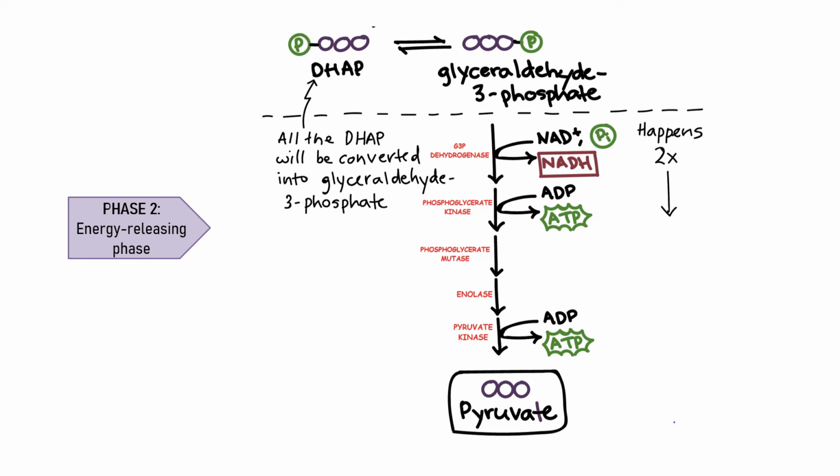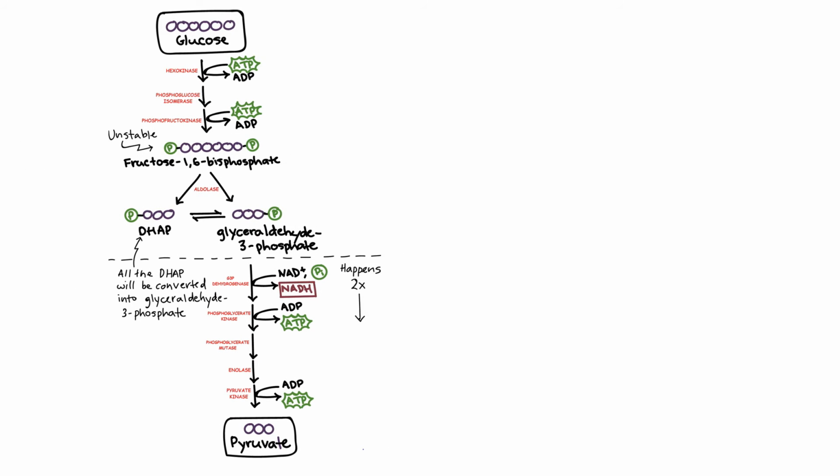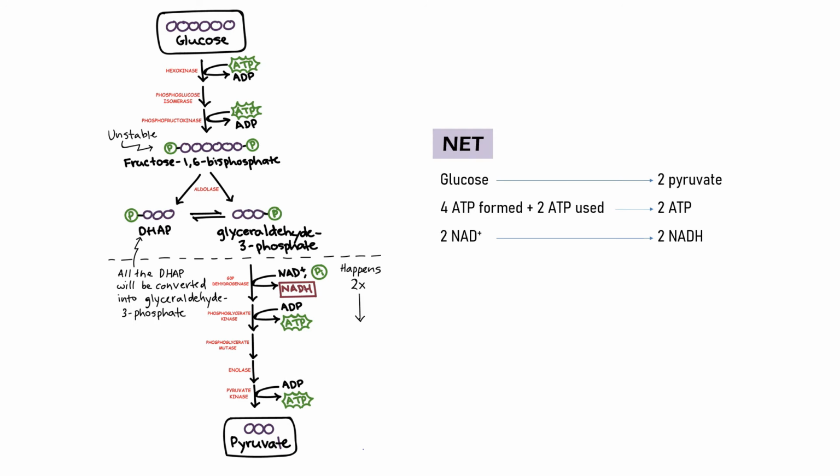Phase 2 is the energy releasing phase. Each 3-carbon sugar is converted into another 3-carbon molecule called pyruvate through a series of reactions. In these reactions, 2 ATP molecules and 1 NADH molecule are made. Because this phase takes place twice, once for each of the 2 3-carbon sugars, it makes 4 ATP and 2 NADH. Overall, glycolysis converts one 6-carbon molecule of glucose into two 3-carbon molecules of pyruvate. The net products of this process are 2 molecules of ATP and 2 molecules of NADH.